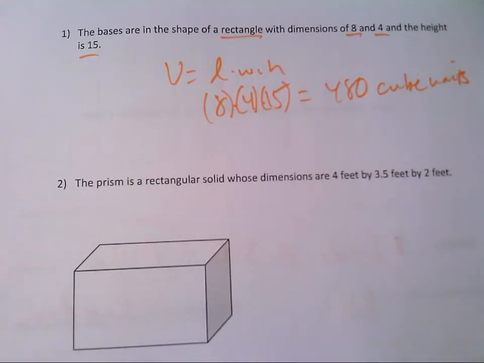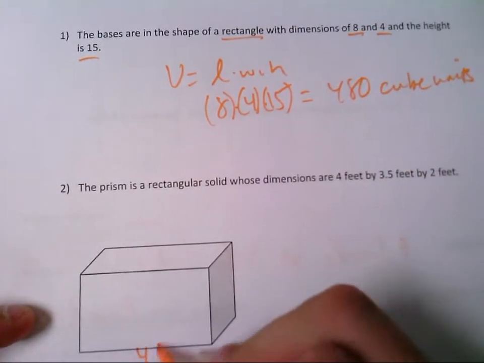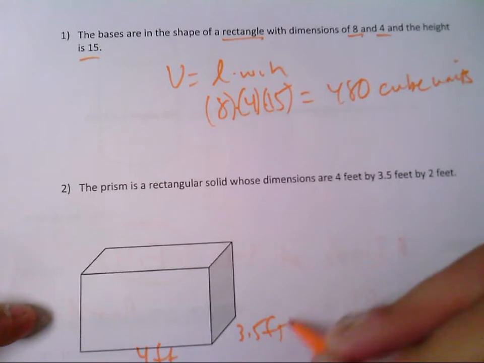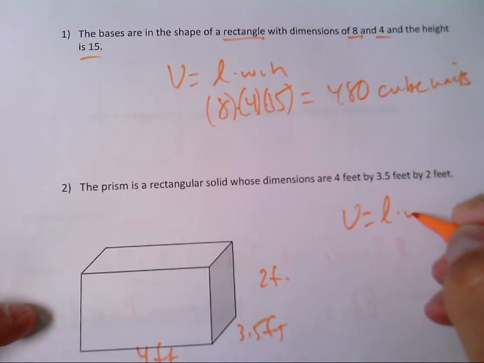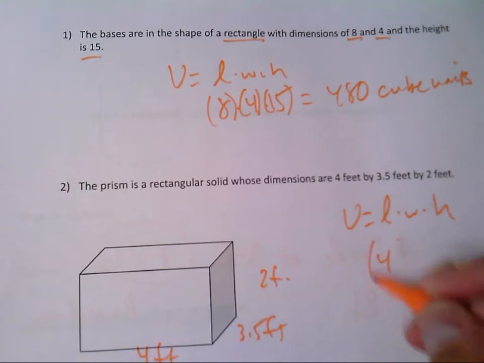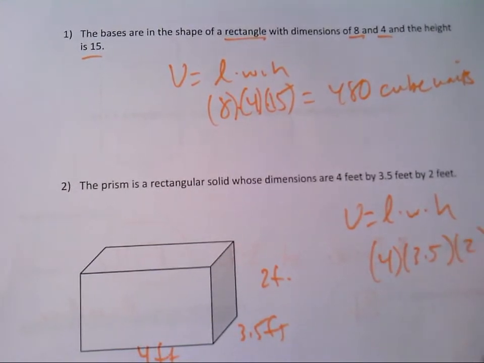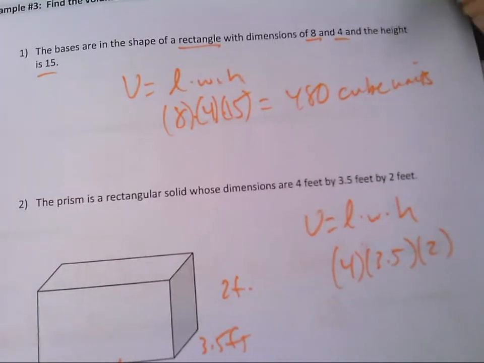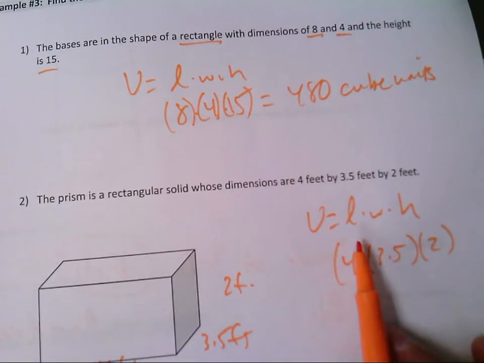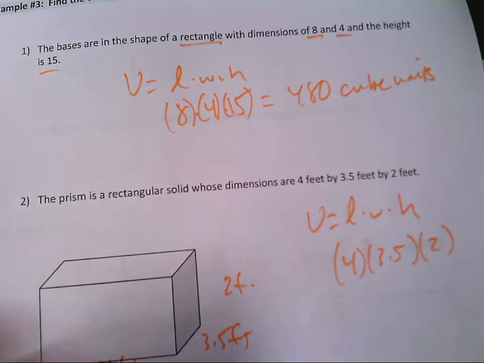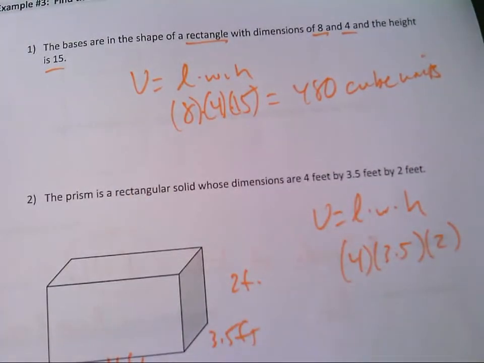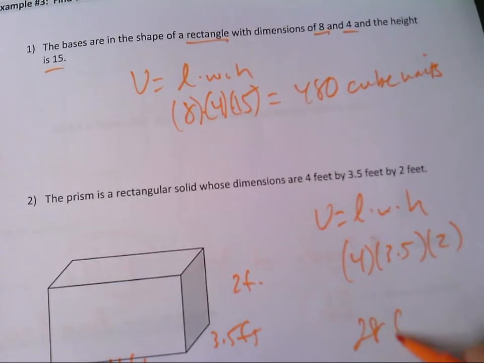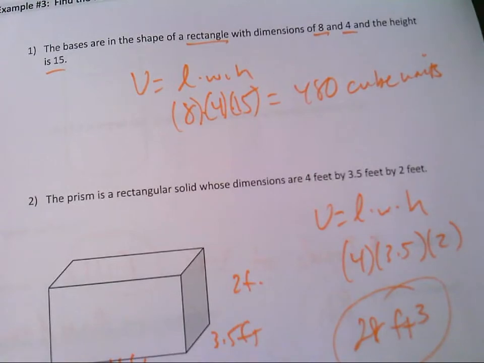So in example 2, now I've got a picture. We've got 4 feet by 3.5 feet by 2 feet. Volume equals length times width times height. So we just take 4 times 3.5 times 2. And what's nice about this formula is that multiplication is commutative, which means that we can rearrange these numbers and multiply in any order. So even if you get these numbers in the wrong spots, you're still going to end up with the correct answer. That's one thing that's very fortunate about this formula, and it's very easy to work with. All right, so we get 28 feet cubed. Remember, it's three-dimensional.